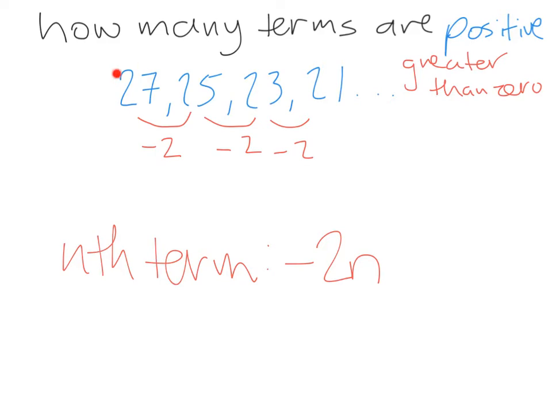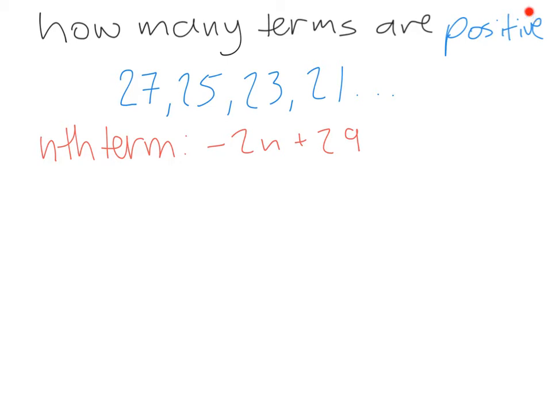Then since 27 is the first term, we have to go back one step and find term 0. If we're going down by 2 each time, we need to add 2 to find term 0. If we add 2 to 27, we get 29. So term 0 is 29, it's positive. So we stick on plus 29, and our nth term for this sequence is minus 2n plus 29.